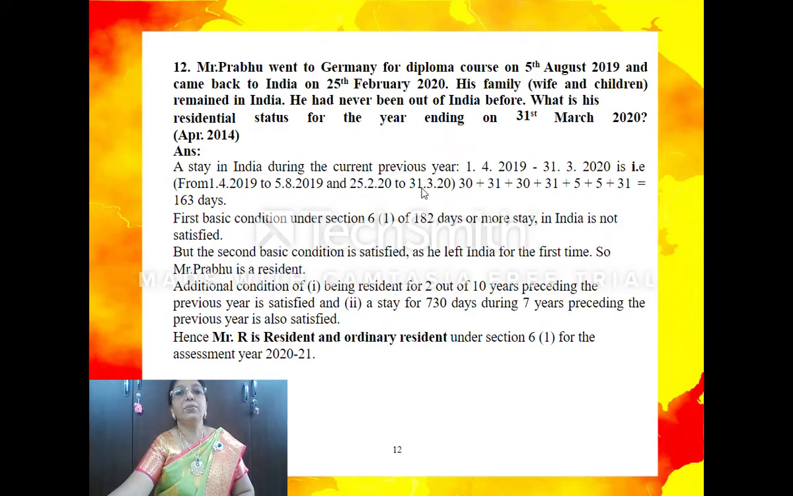So count the number of days. It is 163 days. First basic condition is not satisfied. Second basic condition, 60 days in the previous year and 365 days in 4 years prior to the previous year is fulfilled. Then moving on to the additional conditions, he should be a resident for at least 2 out of 10 years prior to the previous year. So he is a resident for at least 2 out of 10 years and he stayed in India for at least 730 days in 7 years prior to the previous year. So he is a resident and ordinarily resident.